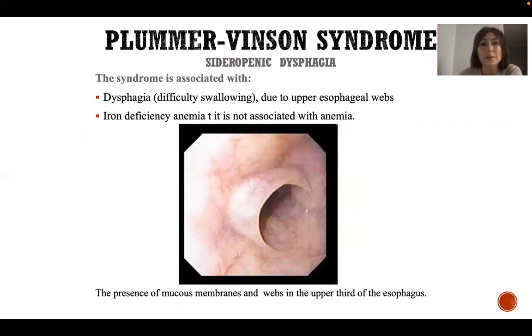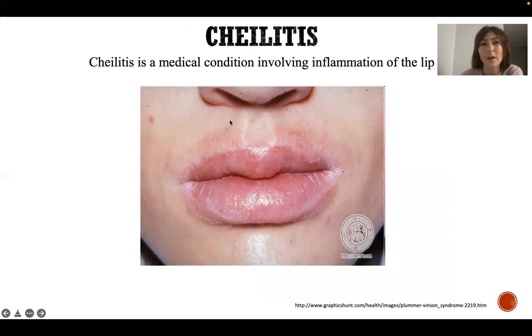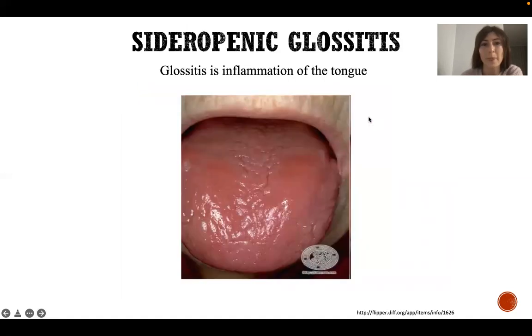Plummer-Vinson syndrome. The syndrome is associated with dysphagia and iron deficiency anemia. Angular cheilitis. Angular cheilitis is an inflammatory lesion at the labial commissure or corner of the mouth, and often occurs bilaterally. Cheilitis is a medical condition involving inflammation of the lip. Glossitis is inflammation of the tongue.